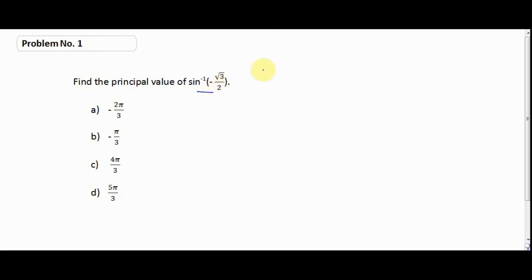To solve this problem, we should know one equation, that is sine inverse of minus x is equal to minus of sine inverse of x. So let's try to make use of this formula here. What we have here is sine inverse of minus root 3 by 2. So sine inverse of minus root 3 by 2 shall be written as minus of sine inverse of root 3 by 2.